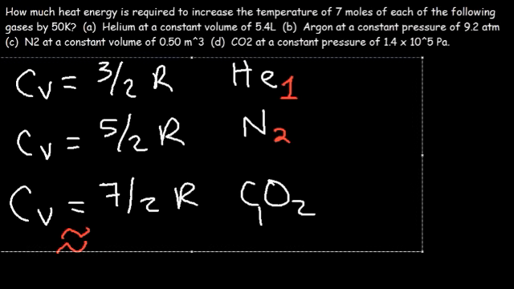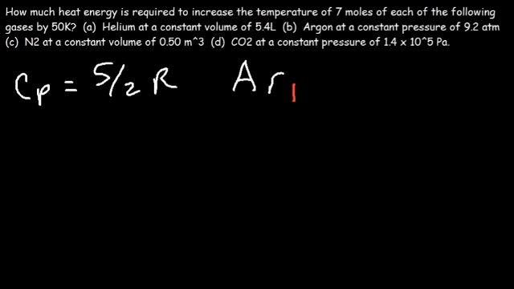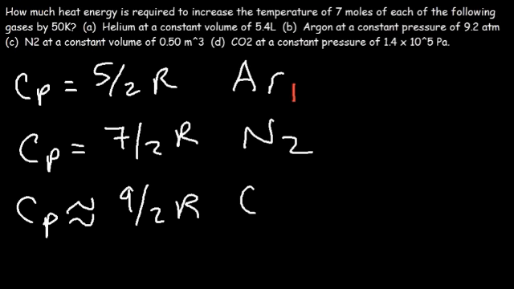Now for Cp, it's different. Cp is 5 over 2 times R for a monoatomic gas. It's 7 over 2 times R for a diatomic gas like N2. And it's approximately 9 over 2 times R for a gas that has 3 atoms, or triatomic.